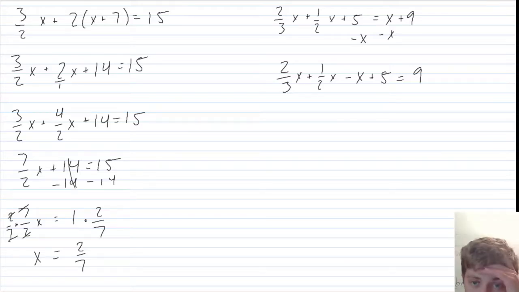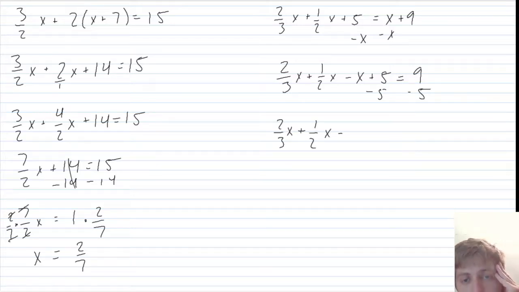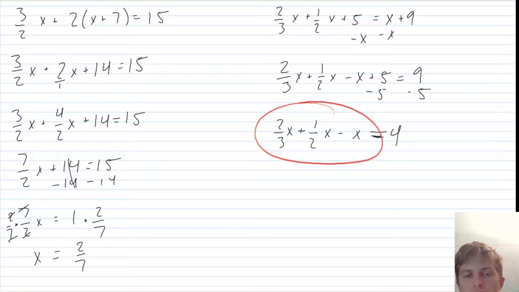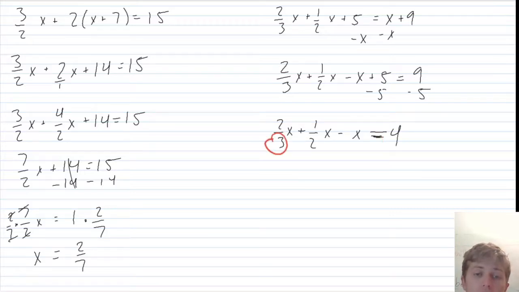So let's go ahead and move our 5 over, subtract a 5 from each side. What's nice about this is now we have all our x's on one side and all of our non-x's on the other. Equals 4. Alright, how do we combine these three x's? What's our rule for adding and subtracting fractions? They all have to have the same denominators. What are our denominators right now? 3, 2, and an imaginary 1 over 1, which means we have to find the least common multiple of 3, 2, and 1.